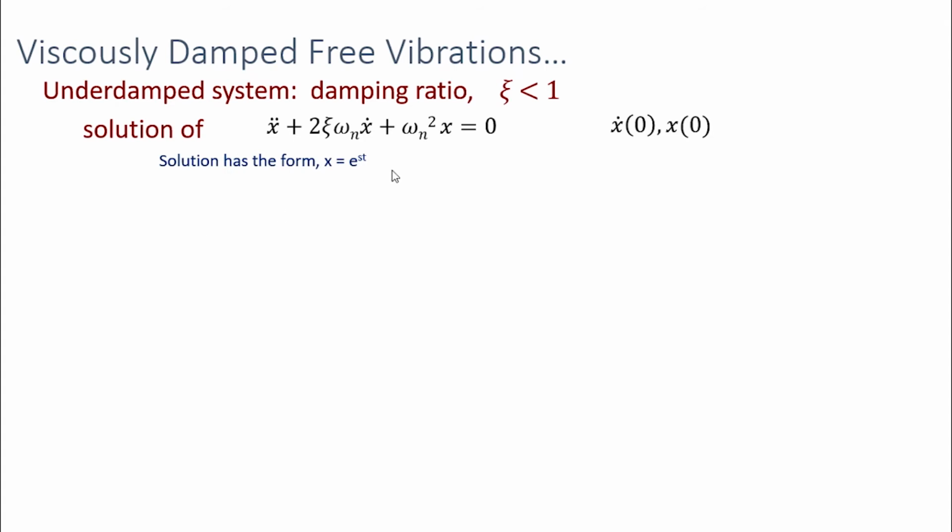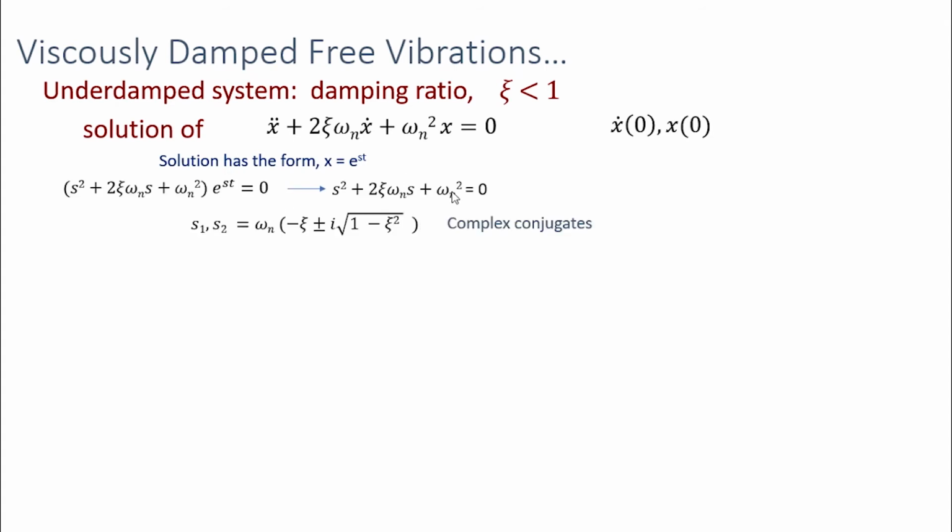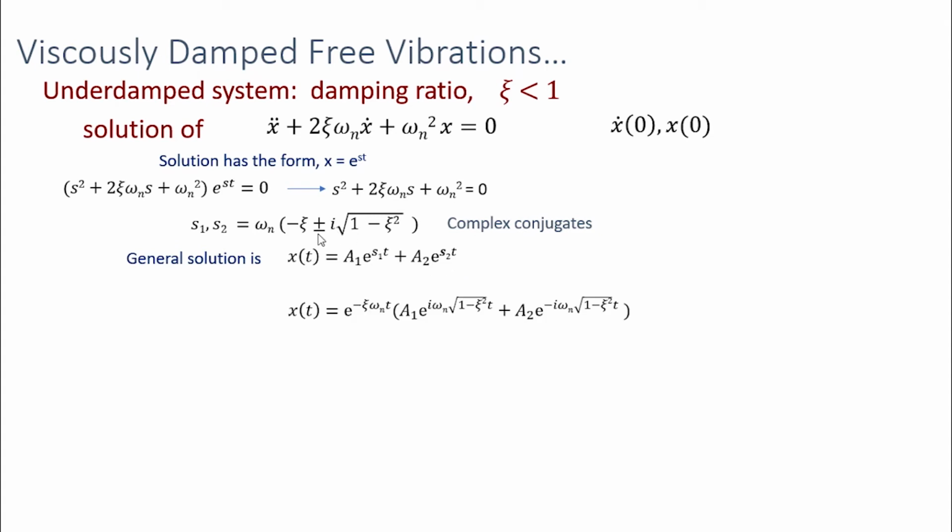As we did earlier, we can formulate the characteristic equation and then solve it. Here, when the value of zeta is less than 1, we will get two solutions for s. They are complex conjugates. So s1 and s2 are equal to omega n multiplied by minus zeta plus or minus i square root of 1 minus zeta square. We know that the general solution of this differential equation is the linear combination of e to the power s1t and e to the power s2t. We can substitute these values here, and we define omega n square root of 1 minus zeta square as omega d. That is the damped natural frequency of this system.